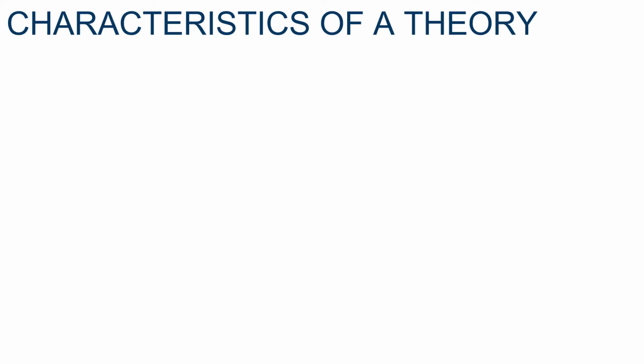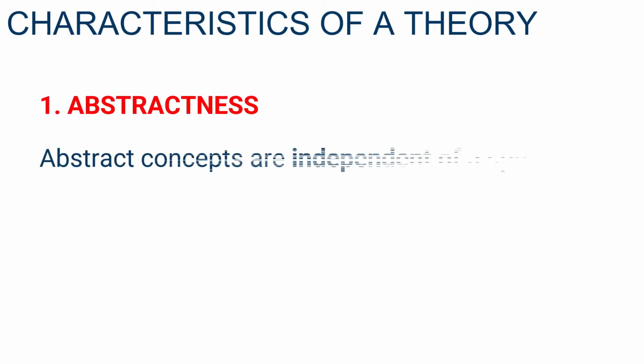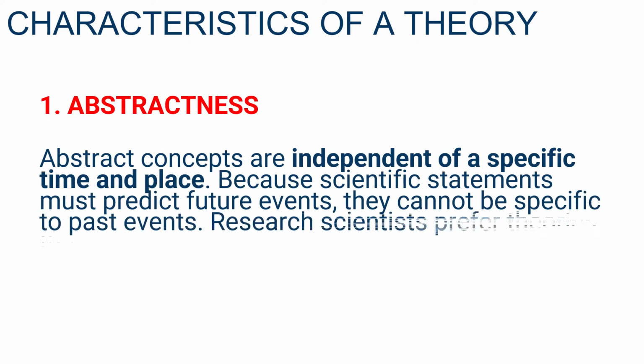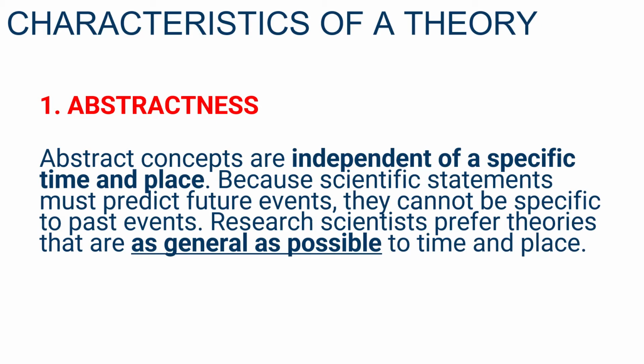So let's go back to the theory and determine what the characteristics of a theory are. Number one, a theory must be abstract. Abstract concepts are independent of a specific time and place. A theory, therefore, should be as general as possible so that you could test the theory, so that we could do a study on the theory.